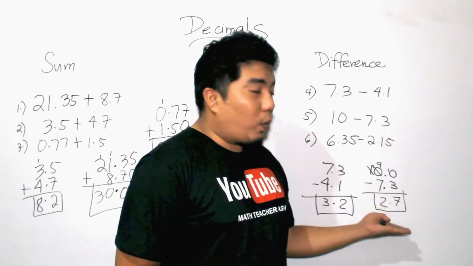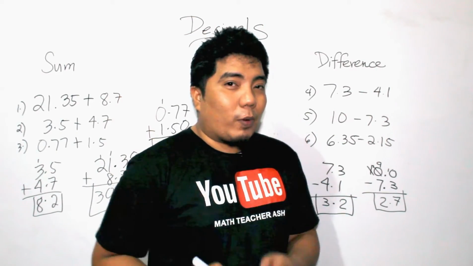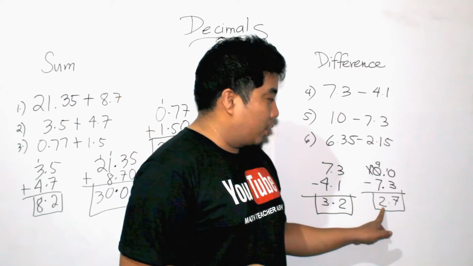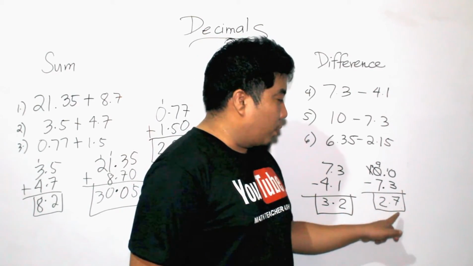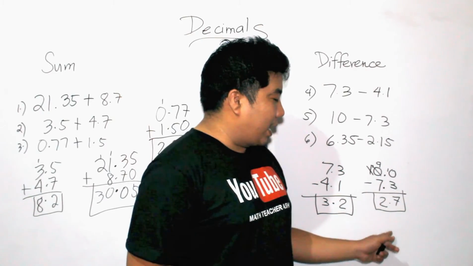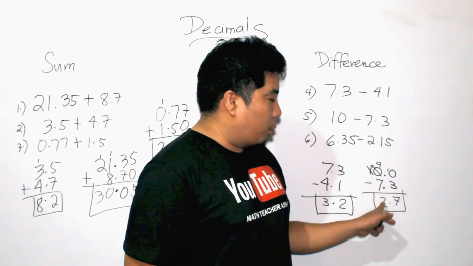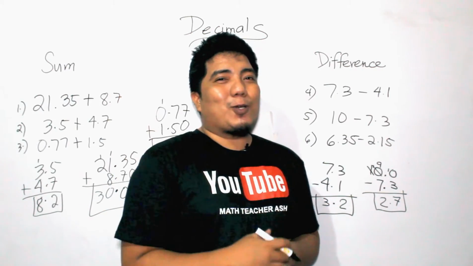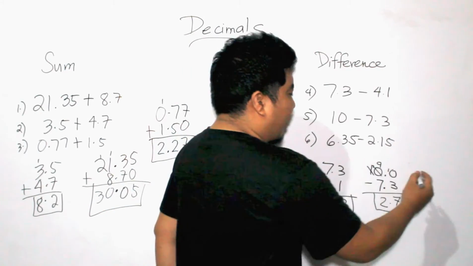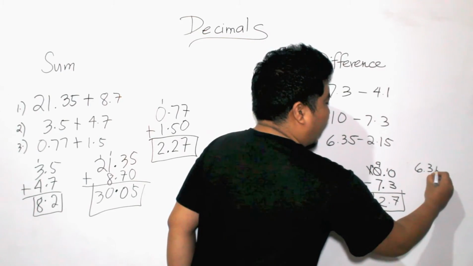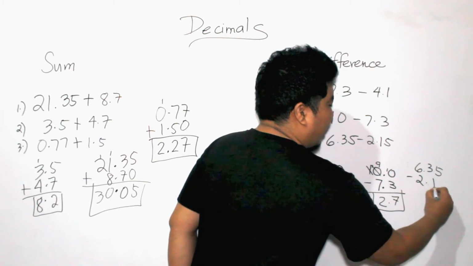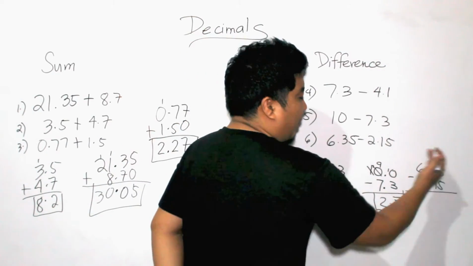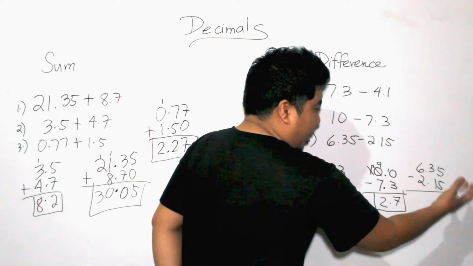Now, to check whether your answer is correct, you add this answer to your subtrahend. So, 7 plus 3 is 10. Carry 1. So, 1 plus 2 plus 7 is 10. That's correct. Now, let us go to our final example. We have 6.35 minus 2.15. Now, they have the same number of digits after the decimal point, so we just subtract them.